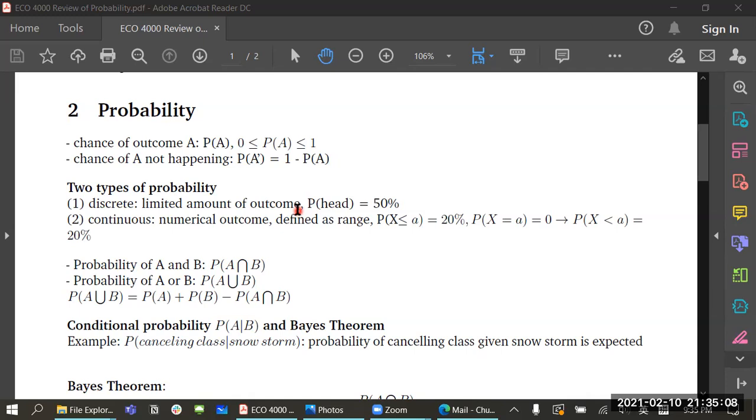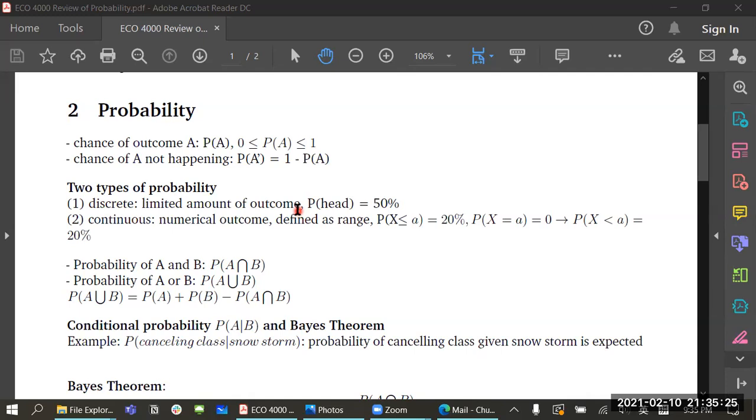I actually always wonder why a coin is called head and tail, because I never see any tail on the other side. So let's assume that your coin is not going to land exactly on the edge.